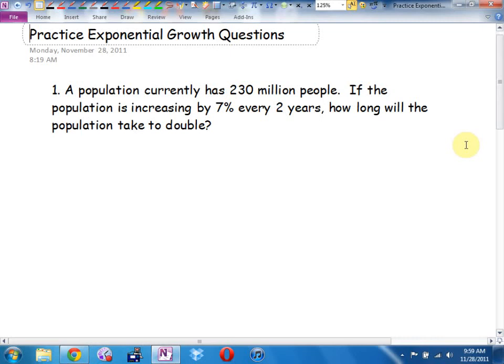And you can copy out question number one. Question number one says the population currently has 230 million people. If the population is increasing by 7% every 2 years, how long will the population take to double?